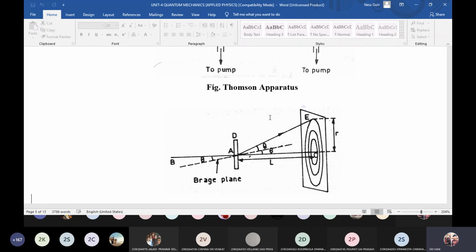Next, the distance between the anode and the screen is capital L. So theta plus theta, that is 2 theta. By applying the tan function for that, the opposite side is R, the radius of the ring, and the adjacent side is L. So from this diagram, tan 2 theta is equal to R by L. So we get this diagram.